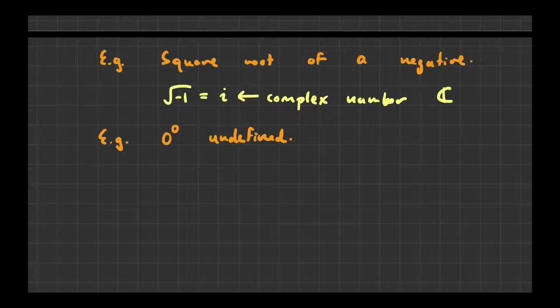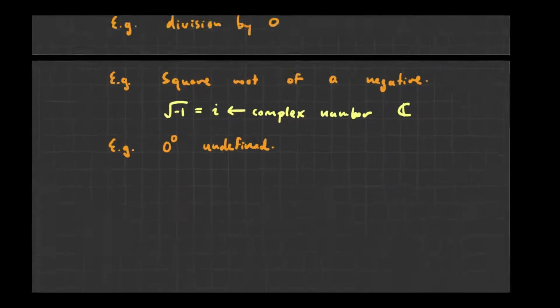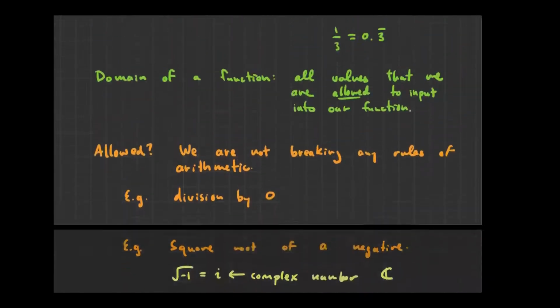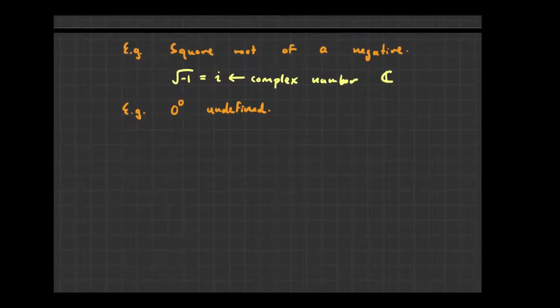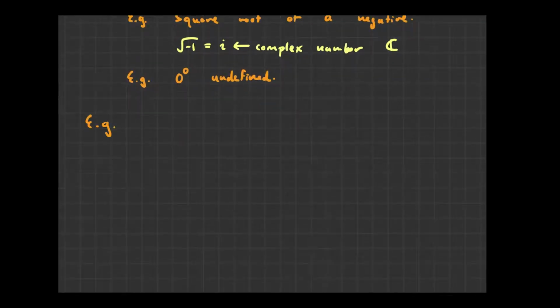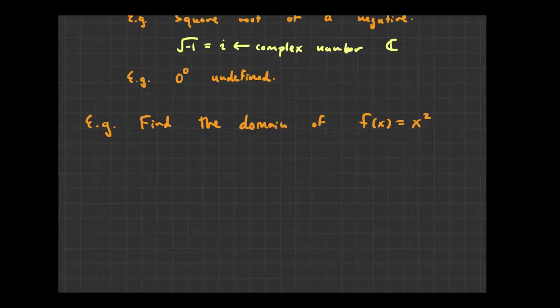Okay. So when we're looking for the domain of a function, we start off by looking at the set of real numbers, and we say, okay, which real numbers are going to be okay in the function, and which real numbers are going to give us some arithmetic errors. Any of the numbers that give us some kind of error is not going to be in our domain. So for example, let's find the domain of f of x, and I'm going to define that f of x to be x squared.